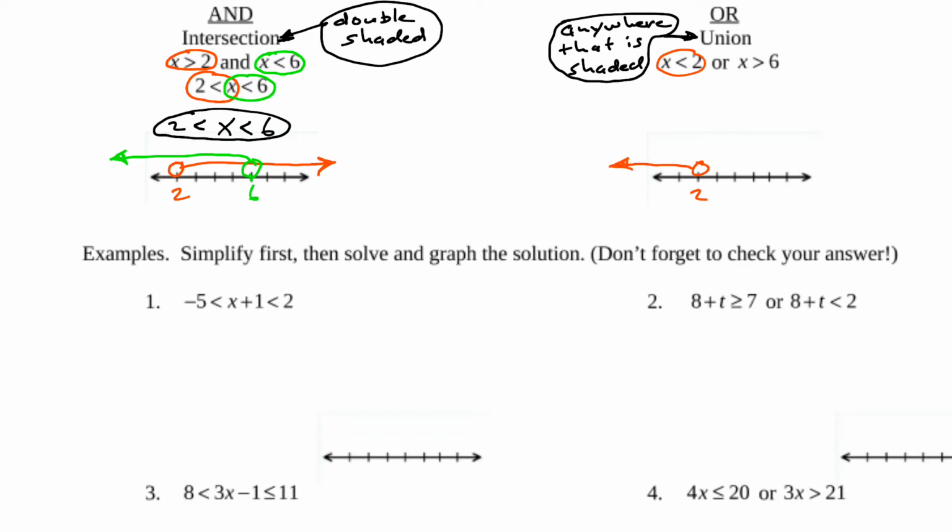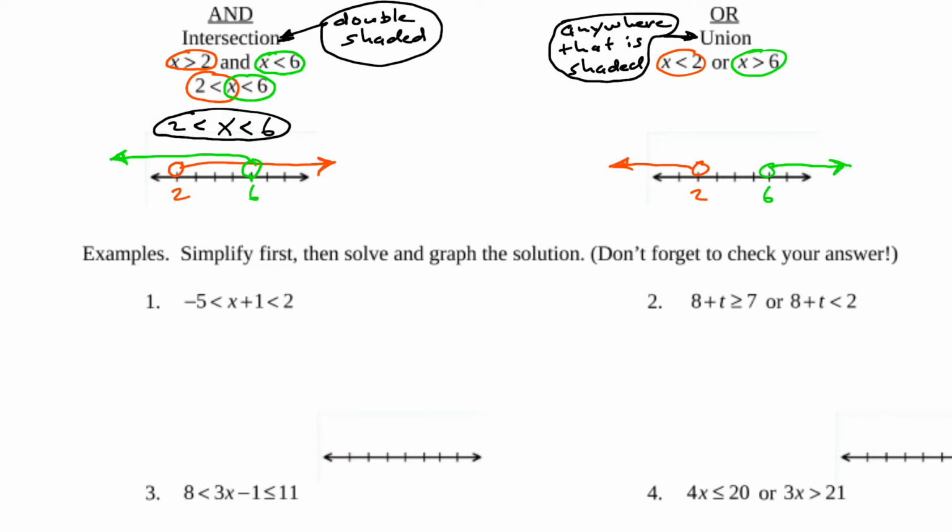Then let's graph the other inequality in green. So let's put 6 right here. Again, that's an open circle because we don't have the equal to bar, and that's x is greater than 6, so that's all the numbers to the right of 6.